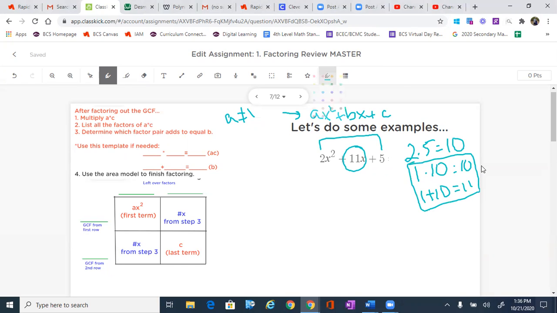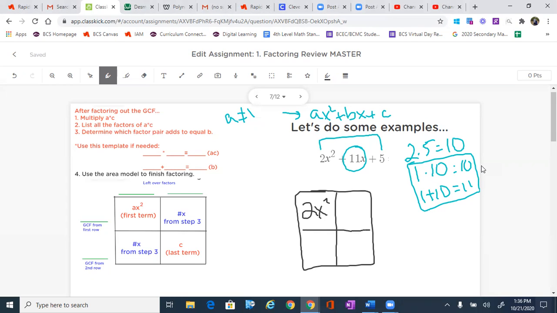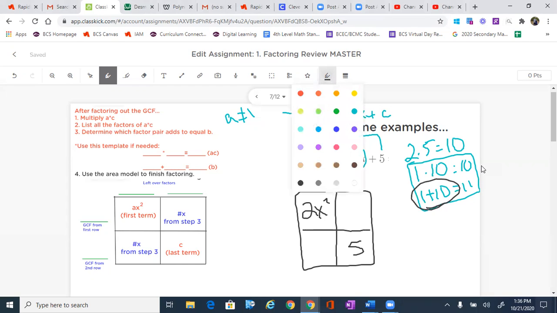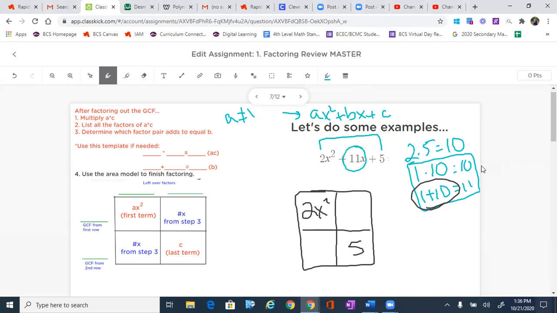Now, what I like to do is use the area model with this. And what that means is I go ahead and take that 2x squared and put it right there, smack dab in that first corner. And then I add the 5 to the end. And then the values of the numbers that we just found, which were 1 and 10. So I'm going to put 1x and 10x.